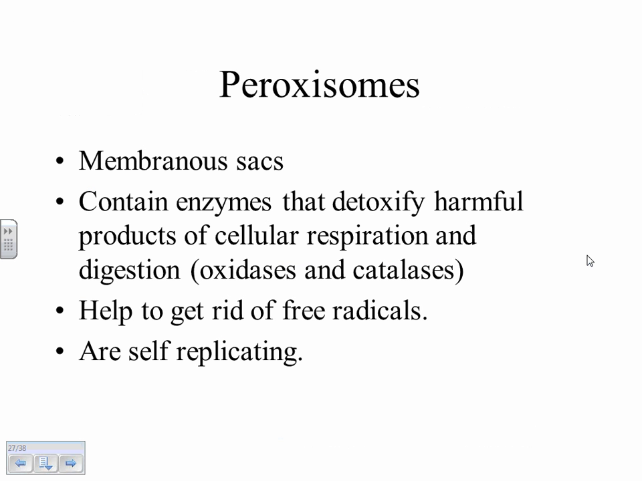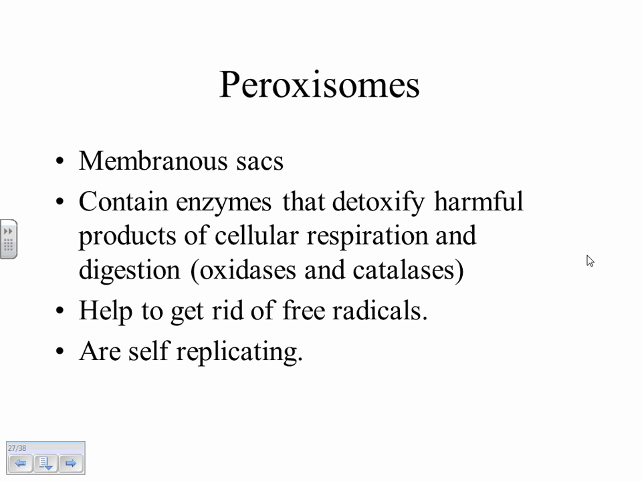I want to mention this one, and then we'll be done. Peroxisomes. Peroxisomes are another membranous sac-like organelle. They have inside them enzymes that help our body to detoxify some of the products that are made during cell respiration that are dangerous to us. One of those products is hydrogen peroxide. Your body makes hydrogen peroxide, which is toxic.